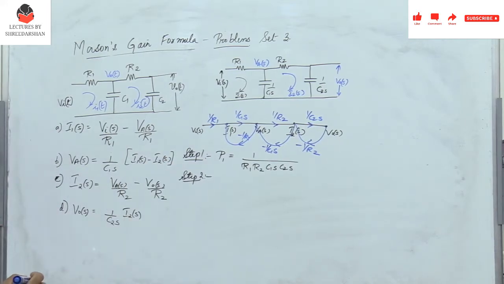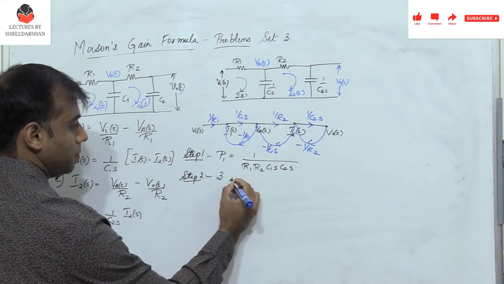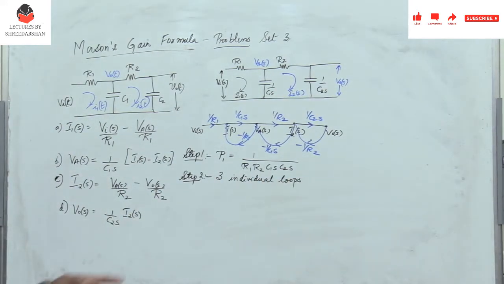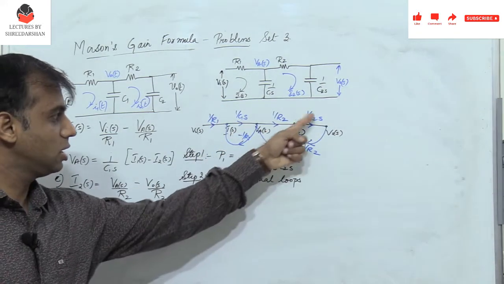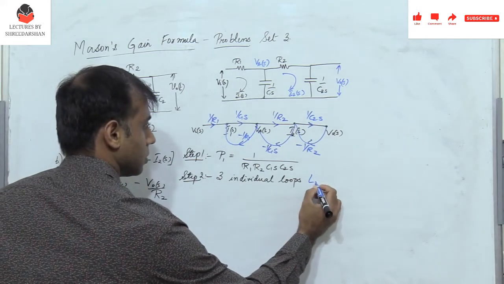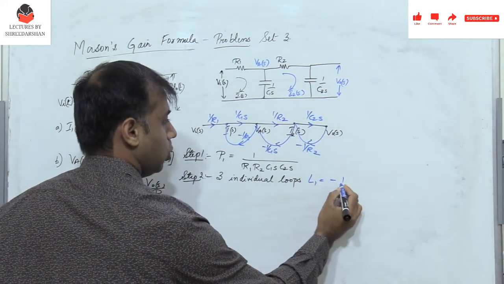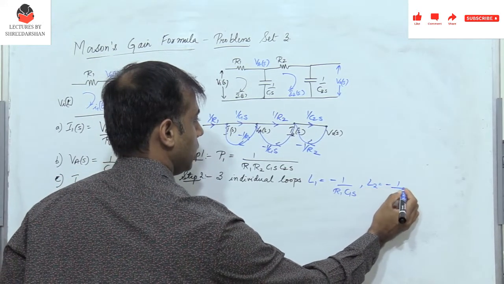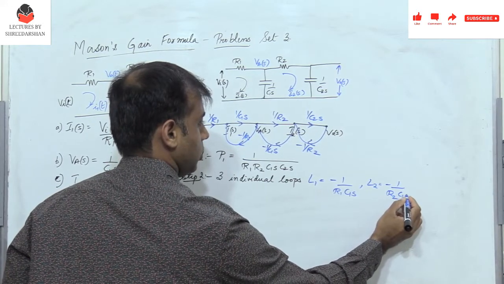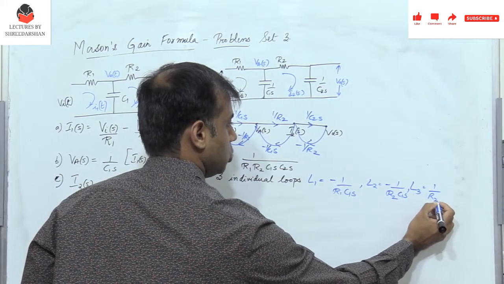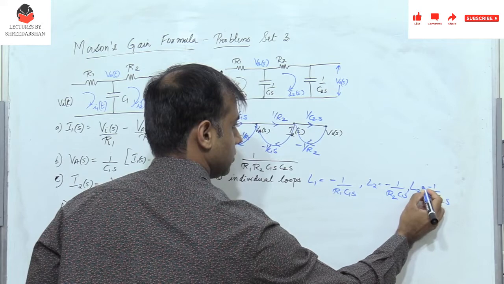How many individual loops are there? There are 3 individual loops. So what are the 3 individual loops? These are the 3 individual loops. So this is one loop, this is the other loop, and this is the third loop. So let me call them L1, L2 and L3. So let L1 be equal to minus 1 by R1 C1s. L2 is minus 1 by R2 C1s. And then I have L3 is 1 by R2 C2s with a negative sign.